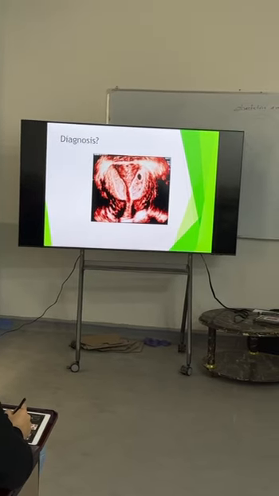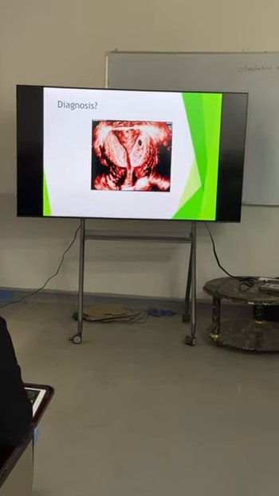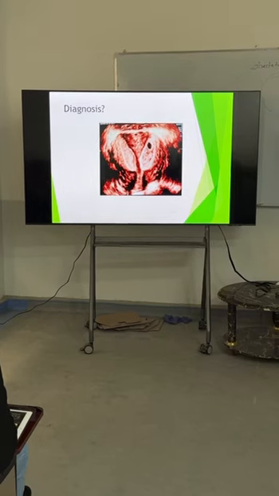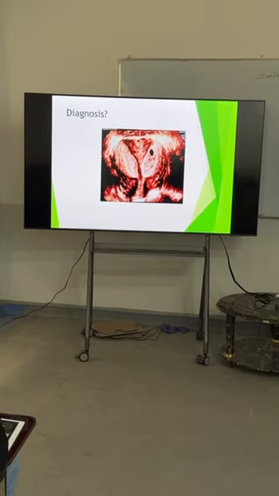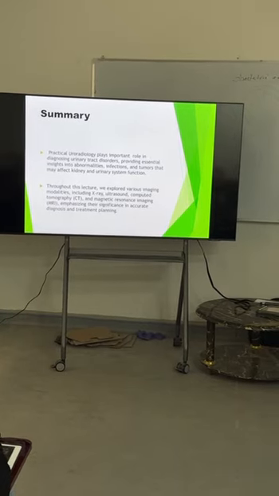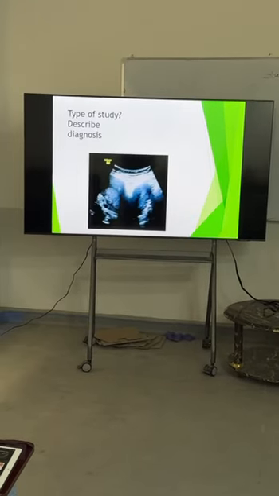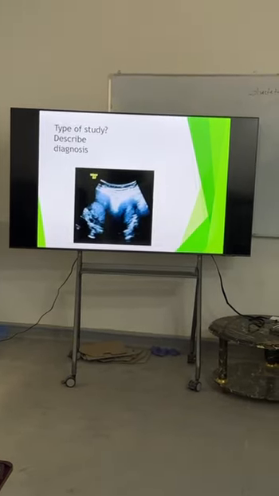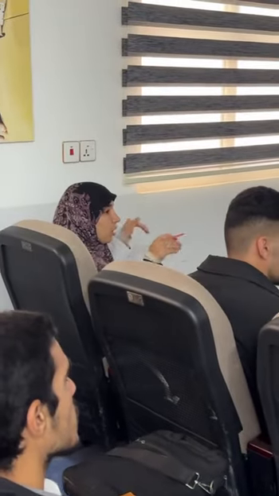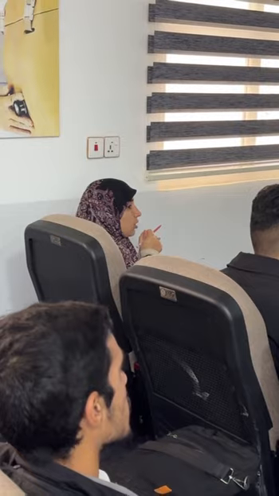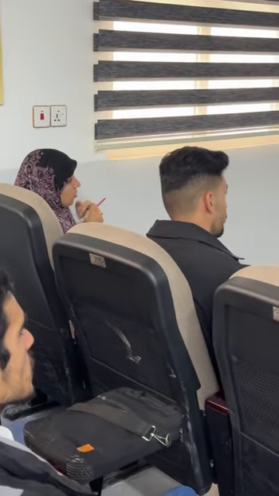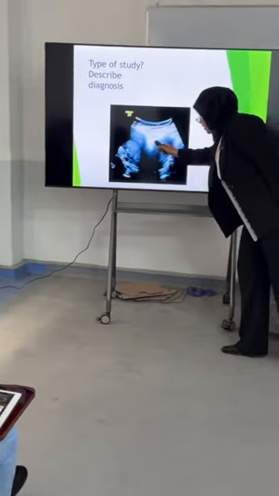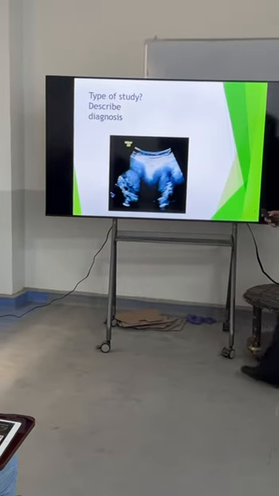Septated. Why? No bifurcation from outside. Sorry, this is bicornuate. Why? The dome of the uterus is divided from outside into two uterine bodies. Two uterine bodies from outside.